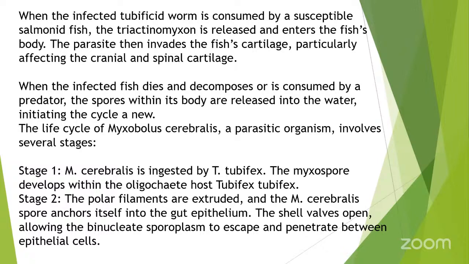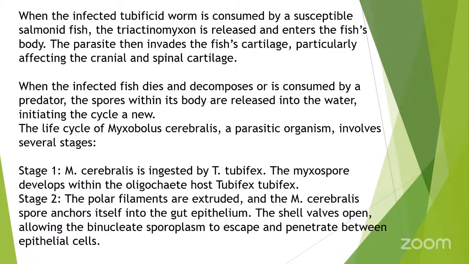When the infected tubificid worm is consumed by a susceptible salmonid fish, the triactinomyxon is released and enters the fish's body. The parasite then invades the fish's cartilage, particularly affecting the cranial and spinal cartilage. When the infected fish dies and decomposes or is consumed by another predator, the spores within its body are released into the water, initiating a new cycle.